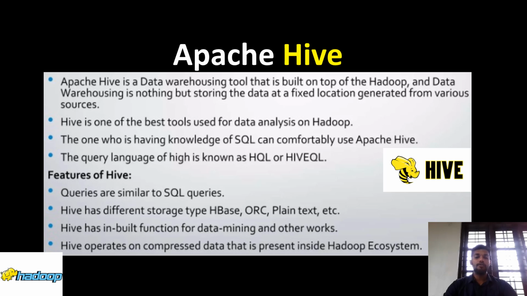The main features of Hive are that the queries are similar to SQL language. Then it has different storage types like HBase, ORC, plain text, etc. Then it has inbuilt functions for data mining and other work, and Hive operates on compressed data that is present inside the Hadoop ecosystem.